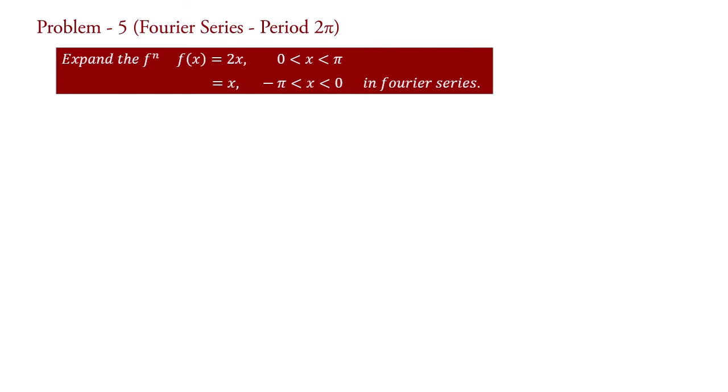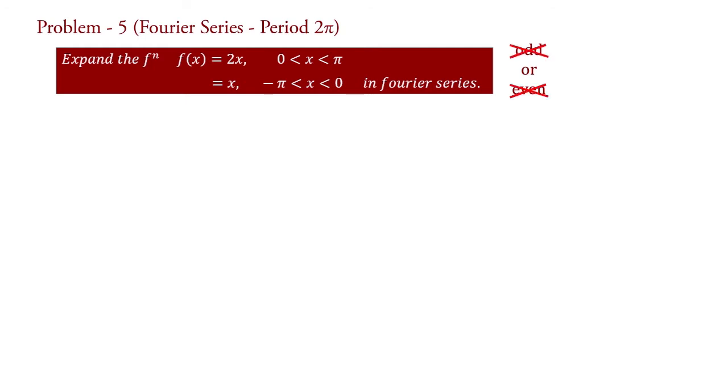Students, today we will solve one more example of Fourier series with period 2 pi. The problem is: expand the function f of x equal to 2x for 0 less than x less than pi, and f of x equal to x for minus pi less than x less than 0, in Fourier series. First of all, we will check which type the given function is. From the expression of the function, it is clear that this function is neither even nor odd.